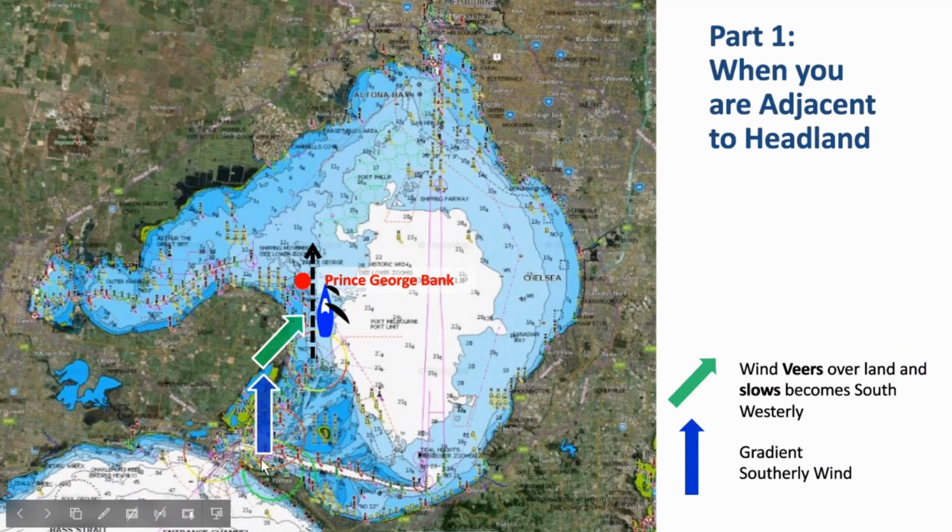So the wind is blowing in a southerly, coming up against the shore. Friction makes it veer, and we get convergence in this area near Prince George Bank. So the answer to that is that the wind is going to increase and diverge, or it's going to veer slightly. Let's see what happens with it.